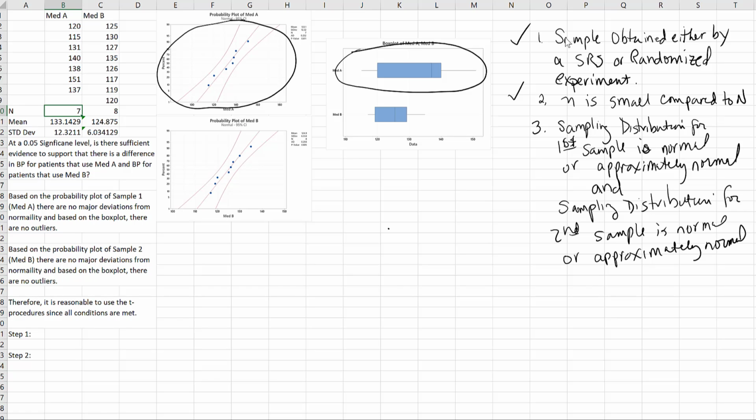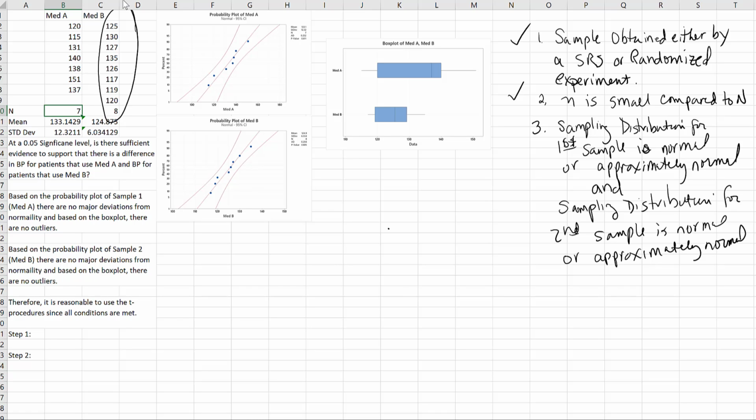We also have to make sure that sample 2 is normally distributed with no outliers, and we look at its probability plot, and again, doesn't look bad at all, and no asterisks here, so that indicates that there are no outliers for sample 2. So all our conditions are met. Now we're ready to start our technique for our hypothesis test. So the first thing is we have to write the null and alternative hypothesis.